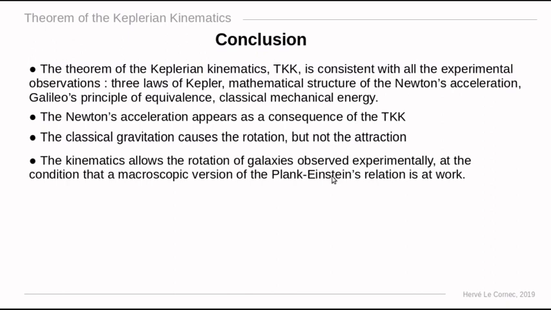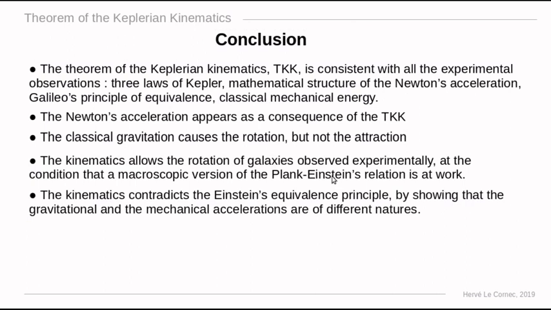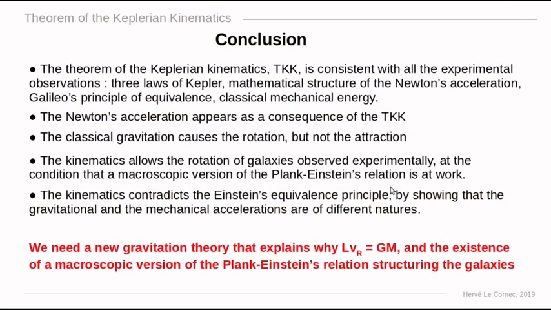The kinematics allows the rotation of galaxies observed experimentally on the condition that a macroscopic version of the Planck-Einstein relation is at work. The kinematics contradicts Einstein's equivalence principle by showing that the gravitational and the mechanical accelerations are of 2 different natures. And finally, we need a new gravitation theory that explains why LVR equals Gm and the existence of a macroscopic version of the Planck-Einstein relation structuring the galaxies.